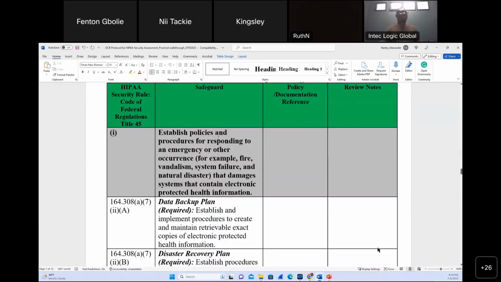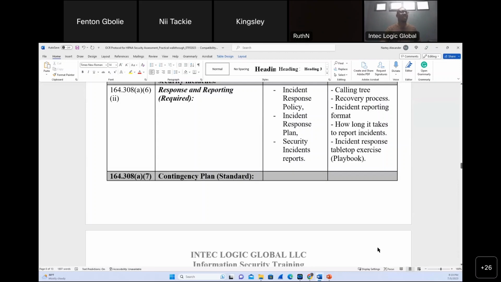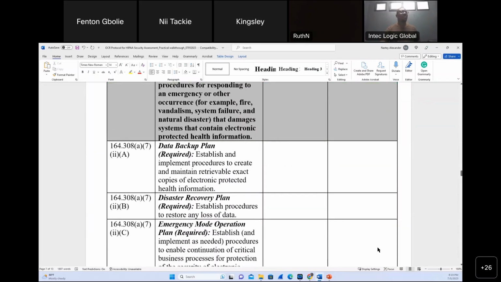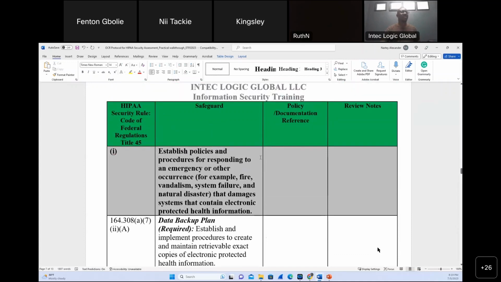The next one is establish policies and procedures for responding to an emergency or other occurrence, for example, fire. I think this falls under contingency plan, right? Contingency plan standard, so under that we have backup plan. So what document can we get under the contingency plan? Contingency plan says you have to establish policies and procedures for responding to an emergency or other occurrences, for example, fire, vandalism, system failure, natural disaster, that damages systems that contain PHI.